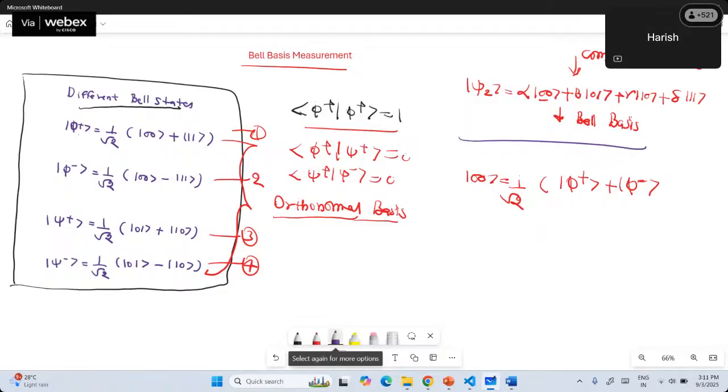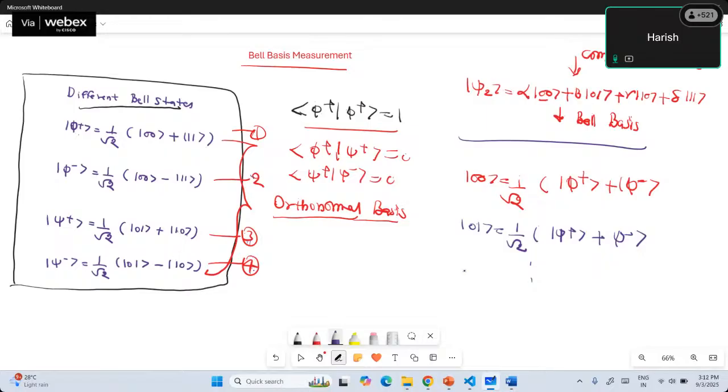Similarly, 01 we can also write. If you want 01, we just need to add equations 3 and 4. If we add them, the 10 terms will cancel out, so we will have 2 times 01. It will be 1 by square root of 2 times psi plus plus psi minus. In the same way, 1 minus 2 gives the expression for 11, and similarly 3 minus 4 will give us the expression for 10.